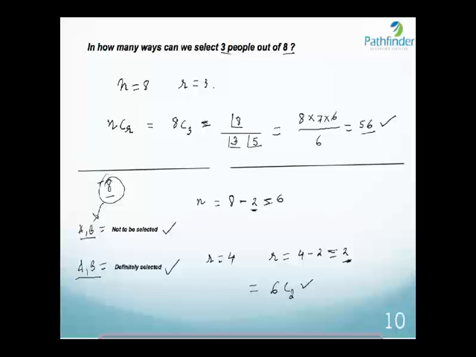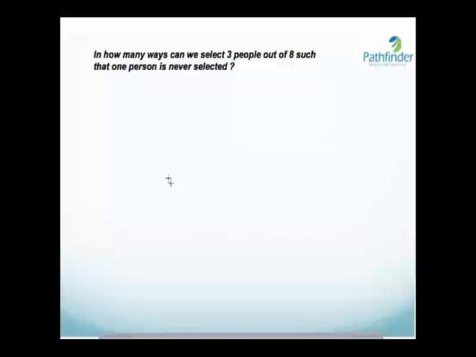Let us solve another similar question to illustrate this concept. In how many ways can we select 3 people out of 8 such that one person is never selected? So what is the initial value of n? The initial value of n is given to us as 8. And because one person is never selected, he cannot be a part of this group of 3 people whom we will select.